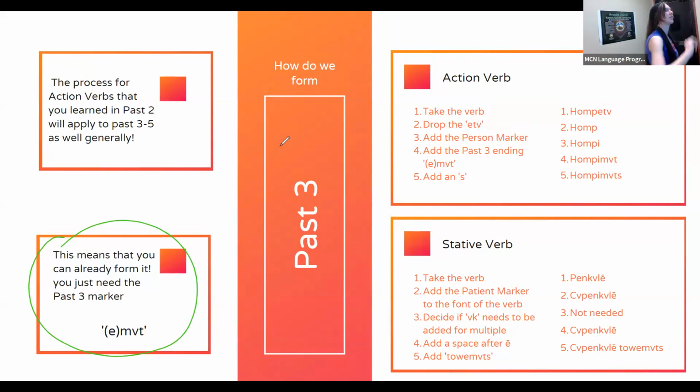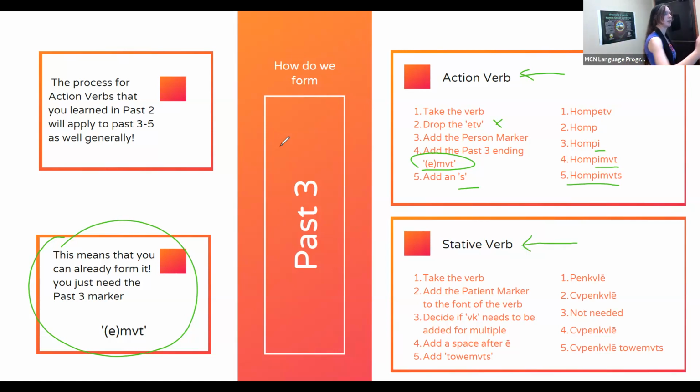For our action verb, just like past 2, you take the verb, you drop the ida, you add the person marker. So in this case, it was A, right? You add your past 3 ending, your past 3 marker is imut, right? So amut, because the E is only there if it needs to be. So since I is already a vowel, the E goes away, we don't need it, amut. And then we add our S for statements. So hombemuts. I ate a long time ago. Maybe I'm talking about my childhood. I used to say like, oh, I used to eat black-eyed peas on New Year's Day. So hombemuts.